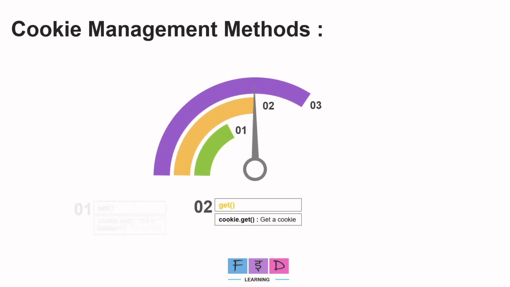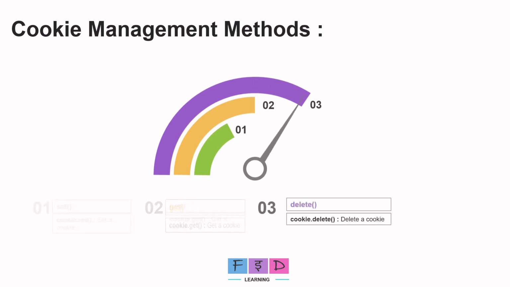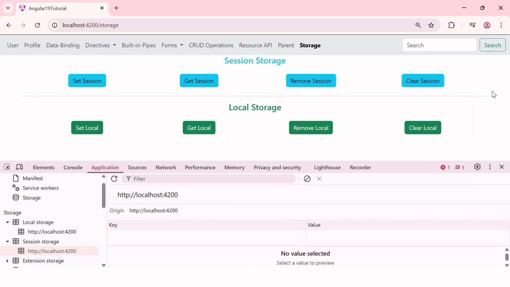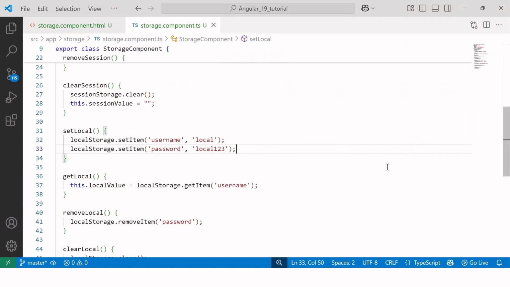Next, we can use the .get method to retrieve the value of cookie with the specified name. And third method is .delete method. It deletes the cookie with specified name. So these three methods provide a simple way to work with cookies in your Angular application. So let's go back to Visual Studio Code Editor and we will try to implement these three methods of cookies.